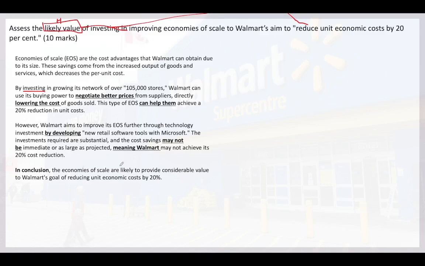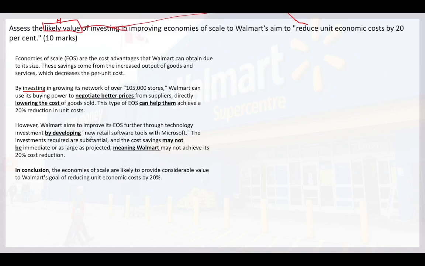The economies of scale are likely to provide considerable value to Walmart's goal of reducing unit economic costs by 20%. The hook is likely value. This says it's valuable. Okay, we've answered the question. So far, good definition, setting the scene. We are demonstrating understanding and knowledge. Here, 3 chains of argument contextualised, and comes back to the hook in the question.